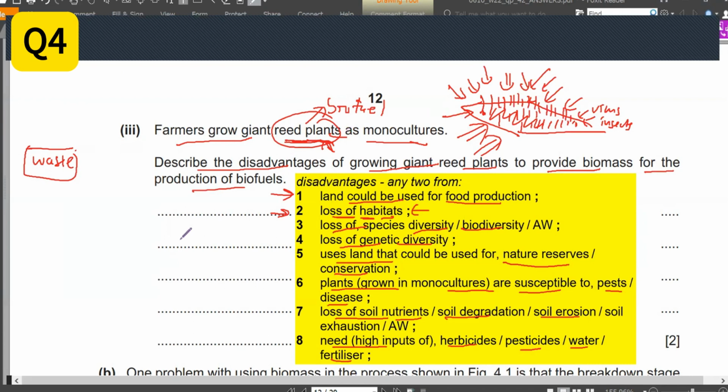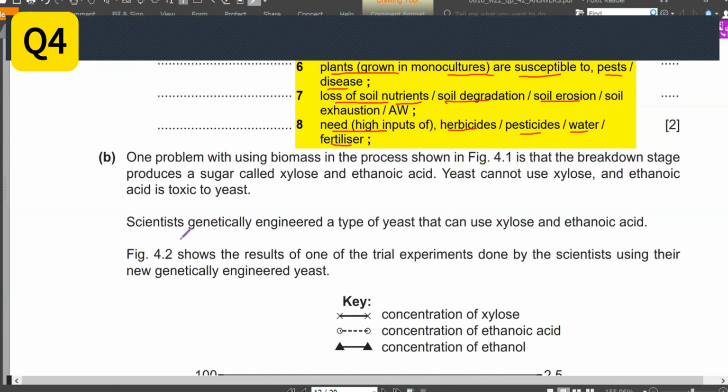So this is one way, okay? It's quite useful. We think about a problem from two perspectives, not just the advantages. We also think about the potential disadvantages.